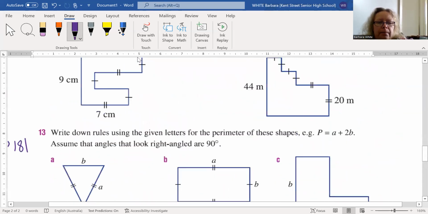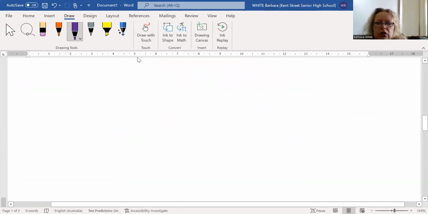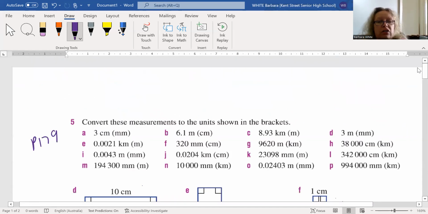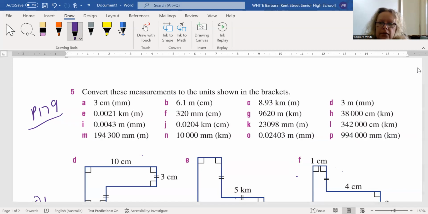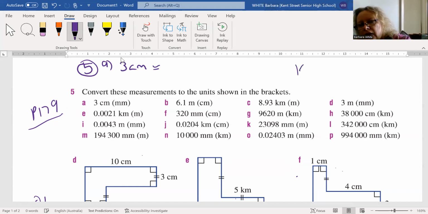Let's go. I've got some stuff from your textbook here, and you can stop the video whenever you want so that you can just do some questions and then come back to it. On page 179, question 5, convert the units. Convert from one unit to another. So you're going to write in your book question 5A, 3 centimeters equals, centimeters, and I can go back to my mnemonic over here if I want to. Centimeters to millimeters, move my decimal point 1 space in that direction. So that would be 30 millimeters.